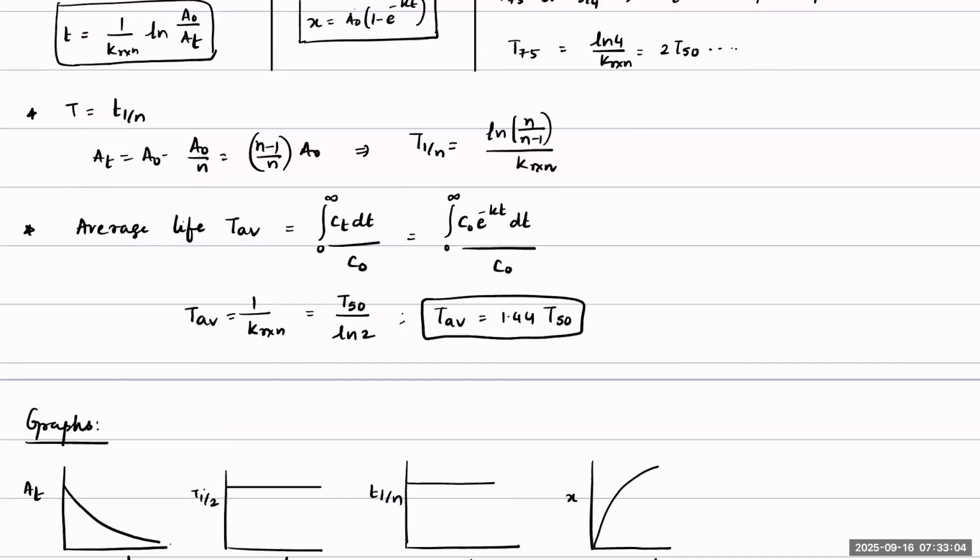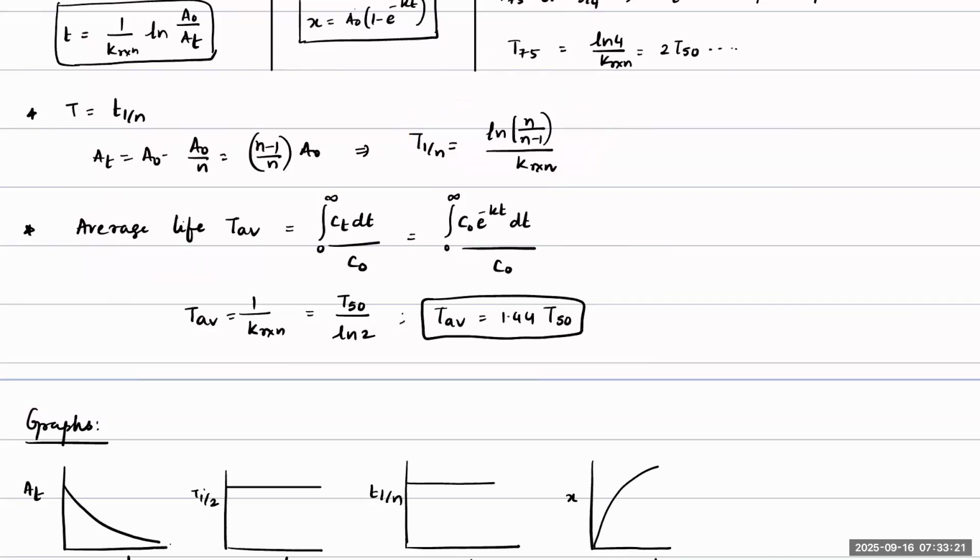So if you have it for nth order, then we will write it as At is equal to A naught by 1 minus A naught by N. I mean 1 by N times completed, not nth order. Then this is the equation you will get.